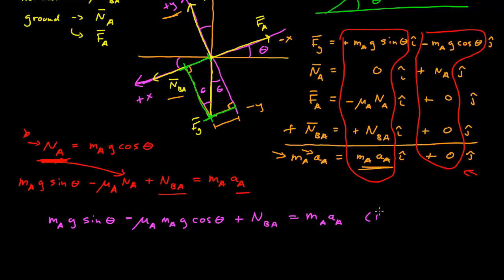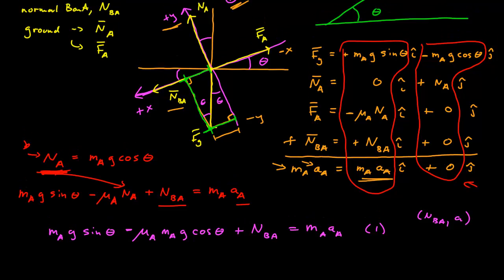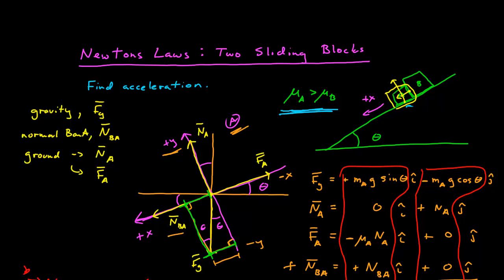So I'm going to give this an equation. This is, I think, an important equation. I'm going to give it the equation 1. What I don't know is the normal force of B on A and the acceleration of A. So I need more equations, which is fine because I have a second object that I can do a force analysis on. The second object is B.